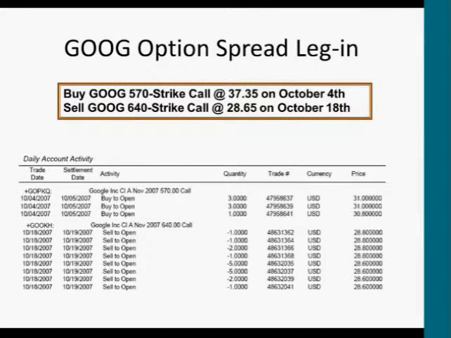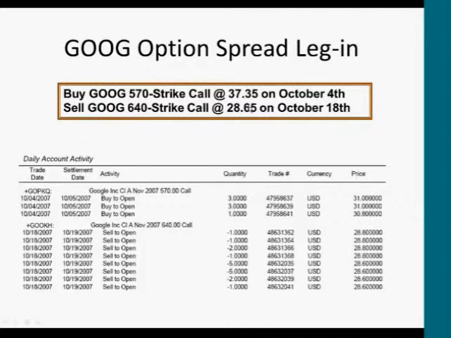This is for Google. I purchased the 570 strike call at 37.35 on October 4th. This was several years ago, and then Google went up in price, so I had a profit on this 570 strike call. So 2 weeks later, on October 14th, I went ahead and sold the 640 strike call. Google at the time was trading at 639, so I sold the 640 strike call at 28.65.